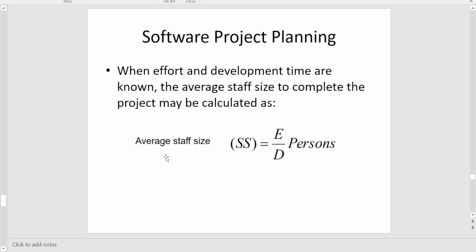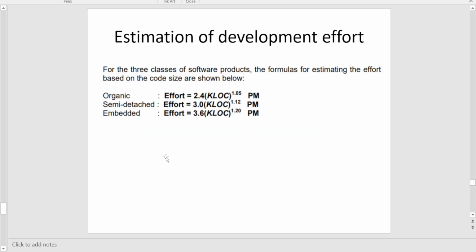So the effort for an organic type of system has this A1 and this A2. The value of A1 is 2.4 and A2 is 1.05 for organic. By putting these values, you can calculate the effort for an organic system. Likewise, if the project is embedded, you will use a coefficient of 3.6 as A1 and 1.2 as A2, and you will put the value of KLOC in this formula.